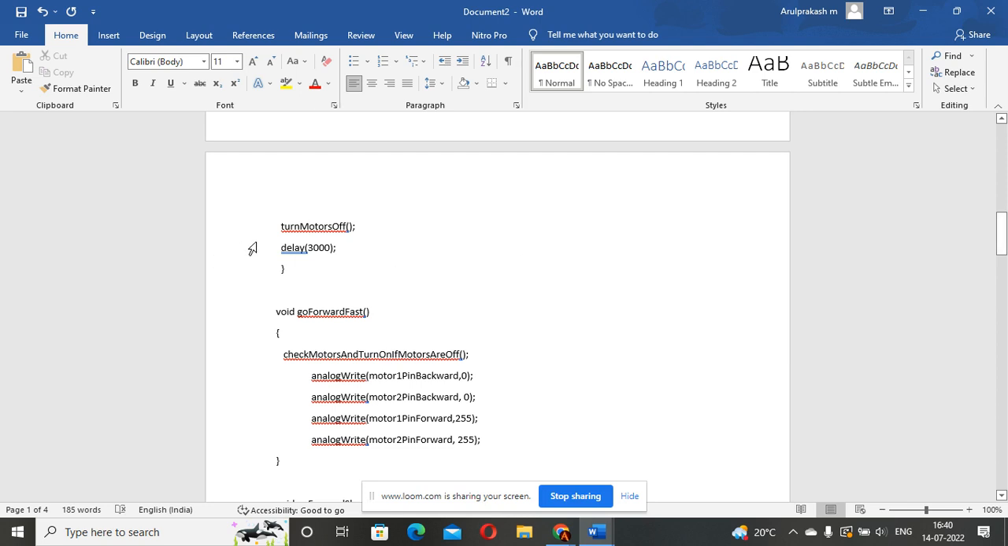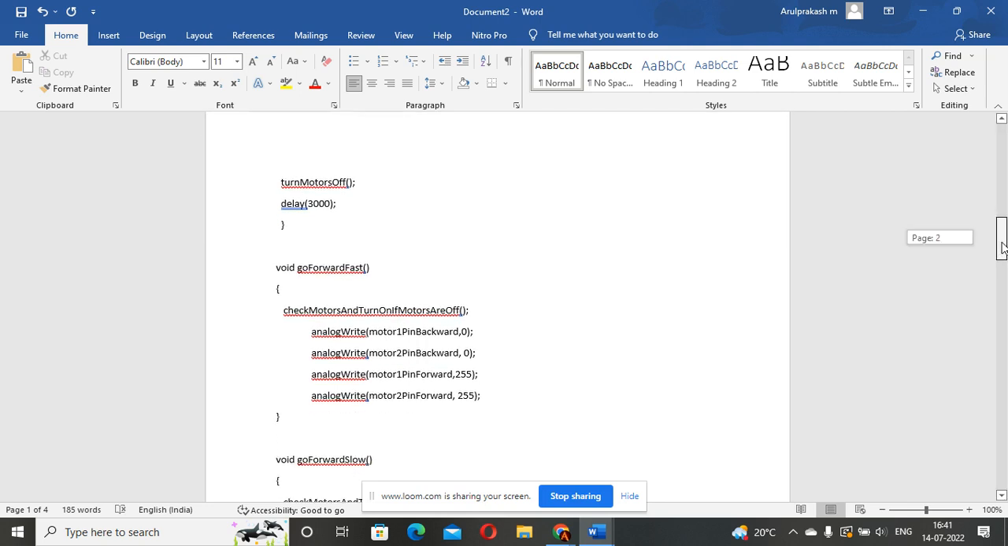In turn motor off, we are setting the delay to 3000, that means 3000 milliseconds, which is 3 seconds. The motor will be switched off for 3 seconds, and afterwards it will go to the active state.